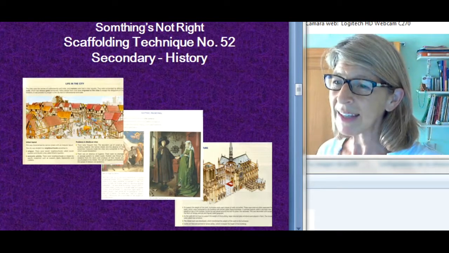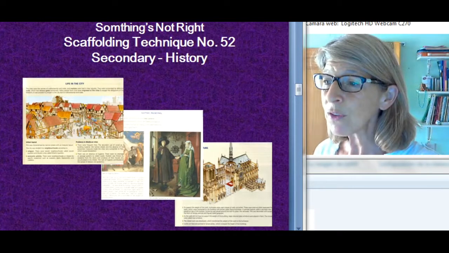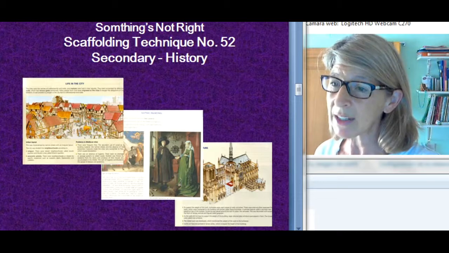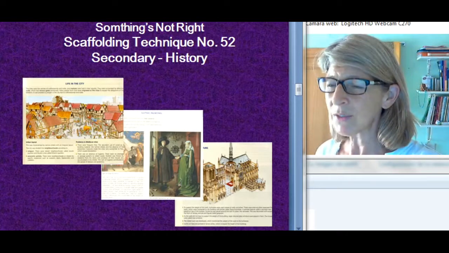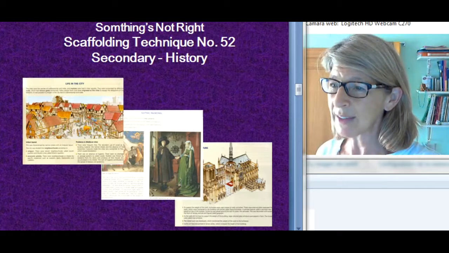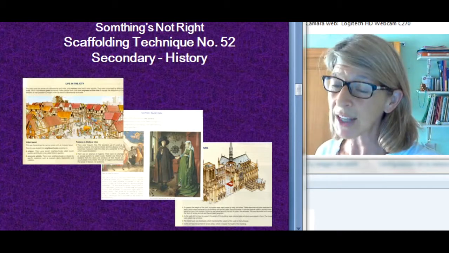Let's begin with a secondary history class. These are the first few pages of a chapter on the Middle Ages. The images are nice and they're large, but there's a lot of written information that's not explained in the images, and a lot of reading the students will have to do.